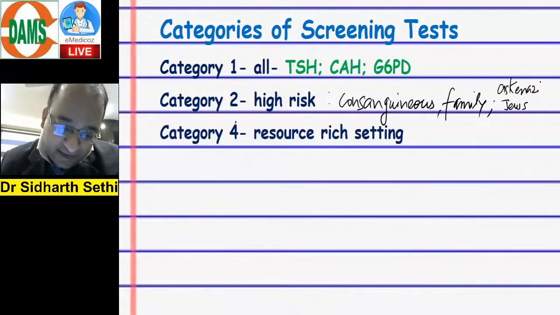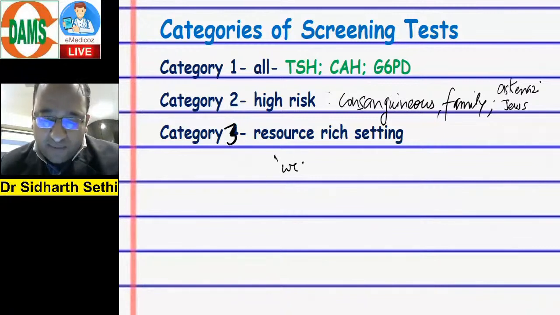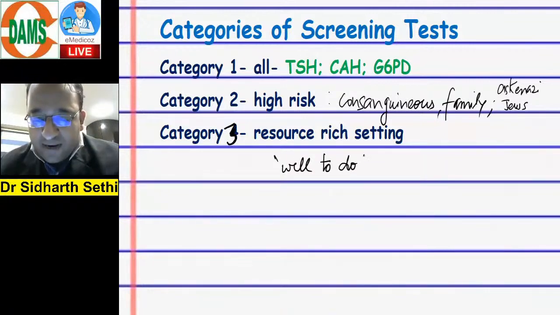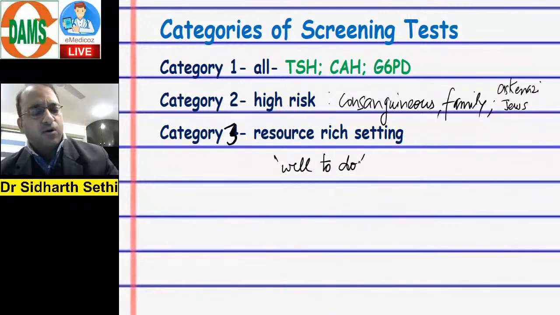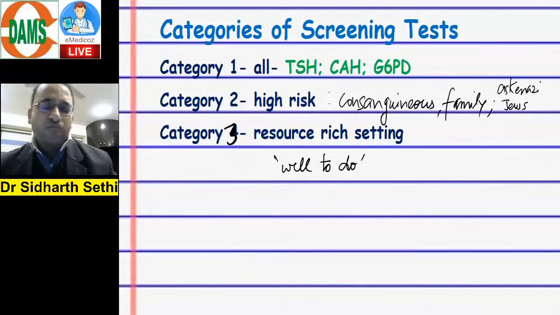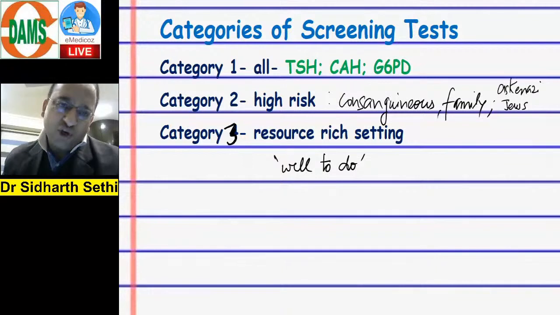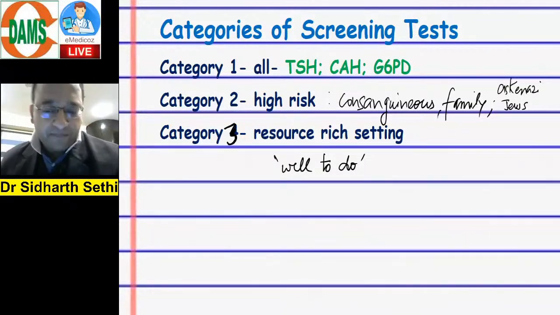And category 3 test is basically for well-to-do families. If you have a well-to-do family, you can screen the baby for all the metabolic disorders. Suppose all of you have money, you can do all the tests in your baby. That's called an extended neonatal screen. So if you have a lot of money, do an extended neonatal screen in your baby, and you're sure your baby does not have anything. Okay, so let's talk about India.